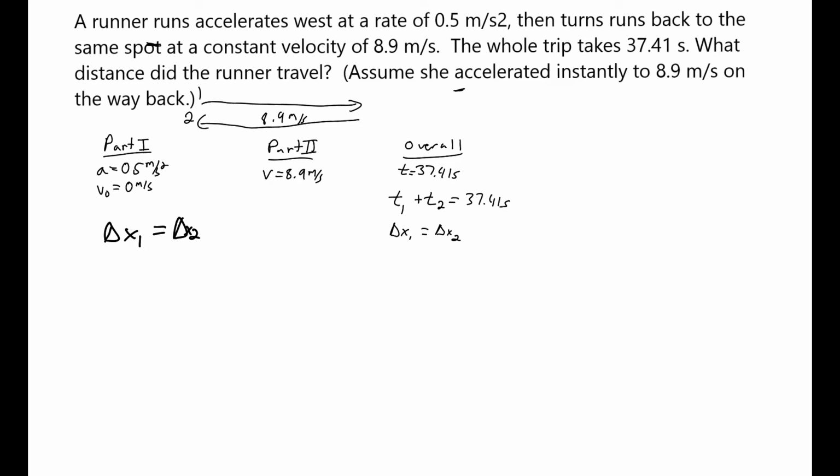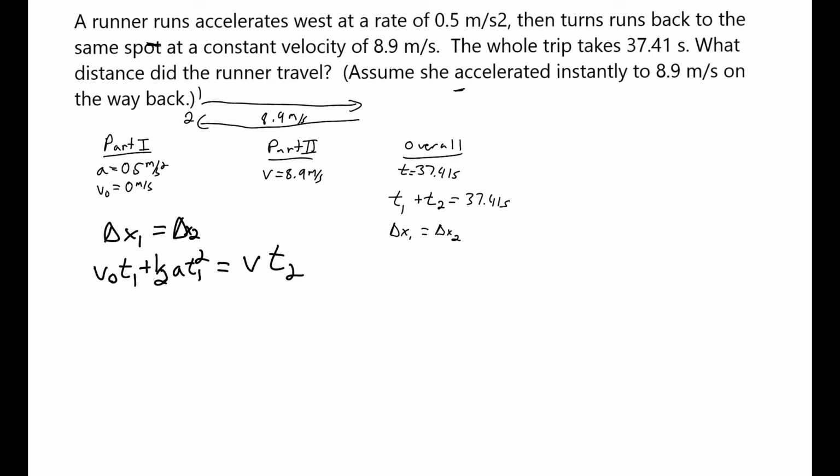Equation 2. So we're going to say delta x equals V0 t plus 1/2 a t squared, and those are time ones. For part 2, we're at constant velocity, so we're going to use the constant velocity equation that v equals delta x over t. Solving for delta x, we'd get the velocity times time 2 equals delta x2. Any questions on how I got to this equation? Alright.